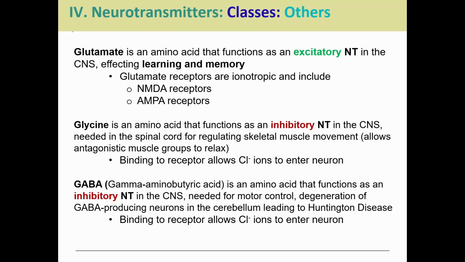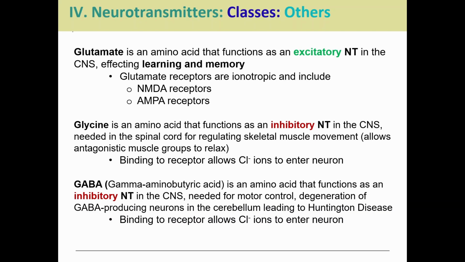GABA, this is an amino acid, or gamma aminobutyric acid. I'm fine with you calling it GABA. I'll probably just call it GABA on something like a test. I'm not going to spell that out. This is an amino acid that functions as an inhibitory neurotransmitter and is helpful for motor control.